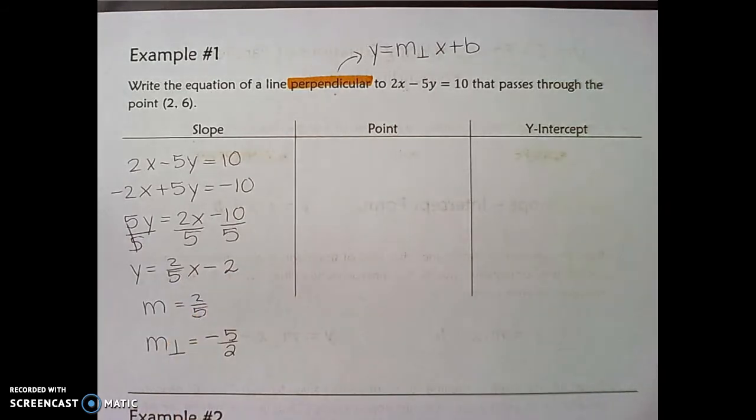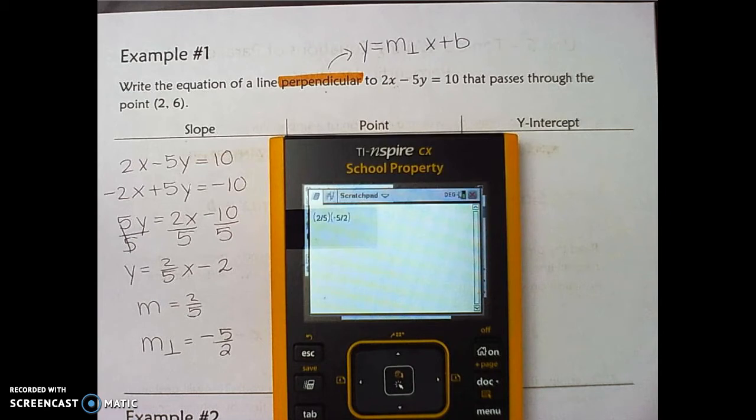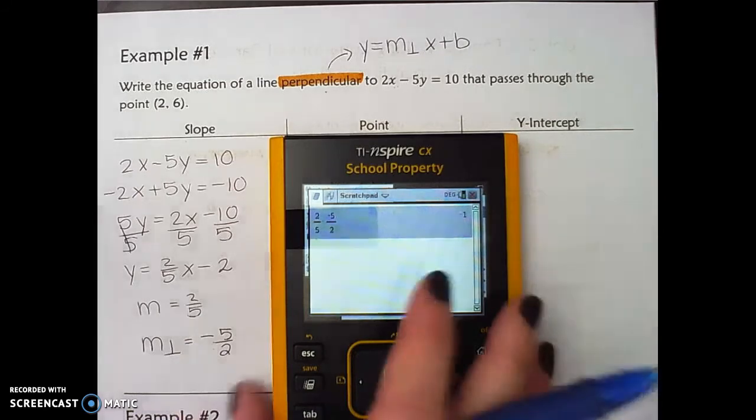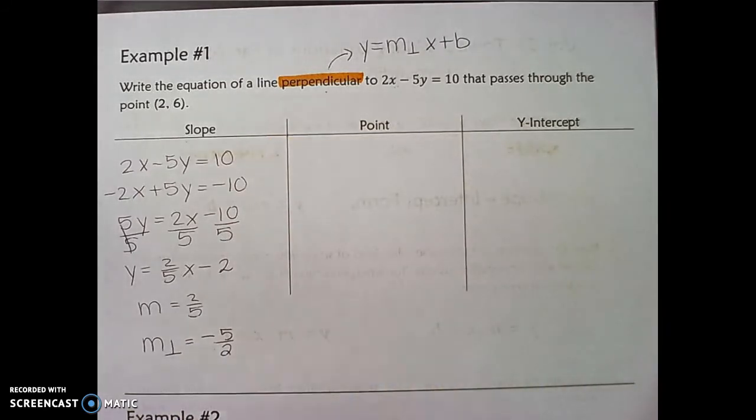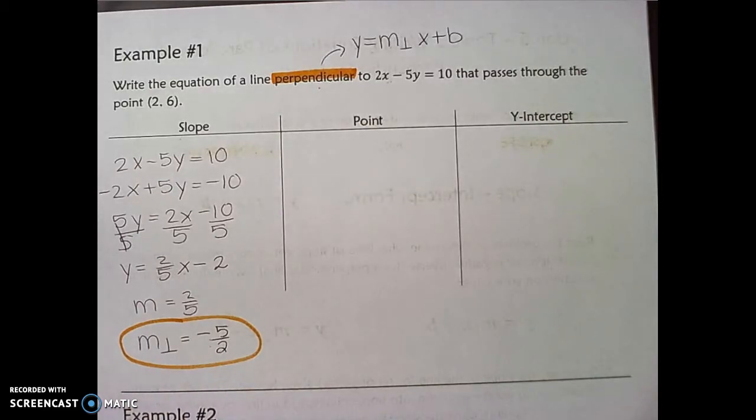Now at this point, I think that it's a good idea to go ahead and multiply those slopes together in your calculator, and just make sure that when you multiply them, they equal negative 1. So I typed that in my calculator here, and if I hit enter, I get negative 1. And that's how I know I got the correct perpendicular slope. I'm going to go ahead and circle this because this is the slope that I'm going to be using for the rest of the problem.